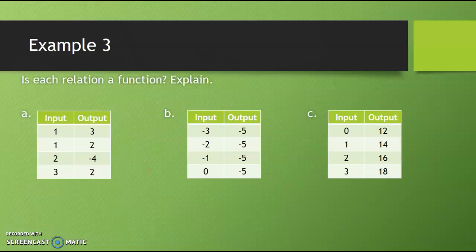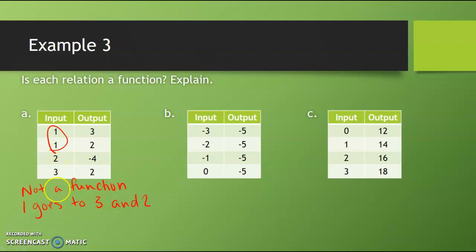All right, last slide for this video. Is each relation a function? And explain. And again, you just have to look, do I have an input going to two different outputs? So A, look at this. We have 1 in here twice going to two different numbers. So this is not a function. And the reason is because 1 goes to 3 and 2.